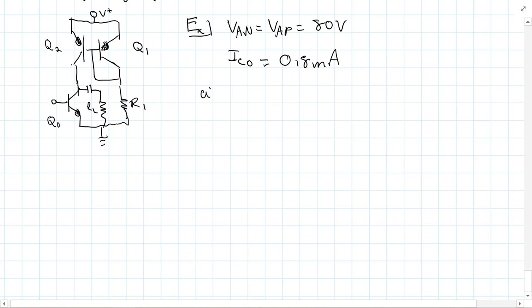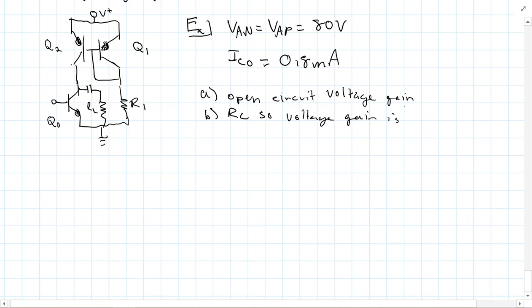And then we want to know the open circuit voltage gain. And then we also want to know RL, so that the loaded voltage gain is 1/2 the open circuit gain.